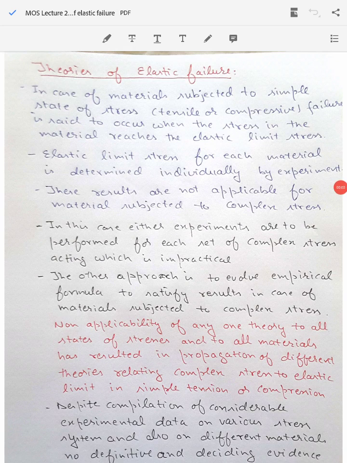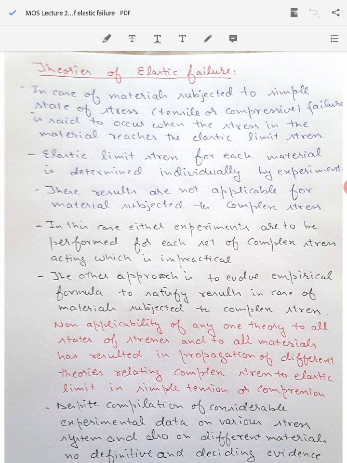Hello students, we are going to start a new chapter on theories of elastic failure today. In the previous lecture we have already talked about the principal stress and principal strain, and we know that a component can be subjected to, let's say, a biaxial state of stress, or a biaxial state of stress along with the shear stress. We also calculated the value of the principal stresses, which act on three mutually perpendicular planes, and the value of maximum shear stress, using Mohr's circles. All these exercises we have done so far.